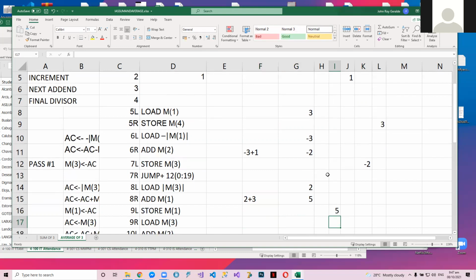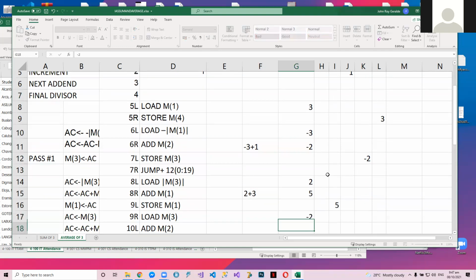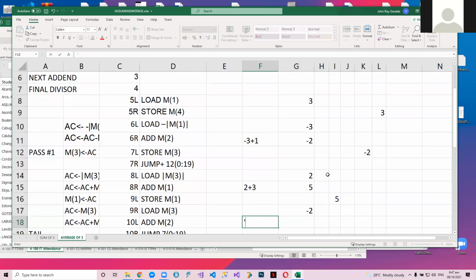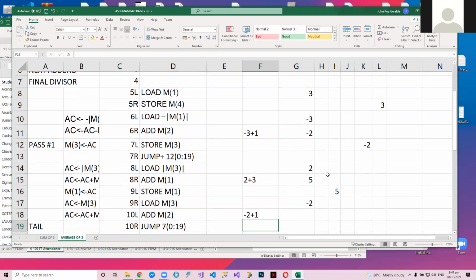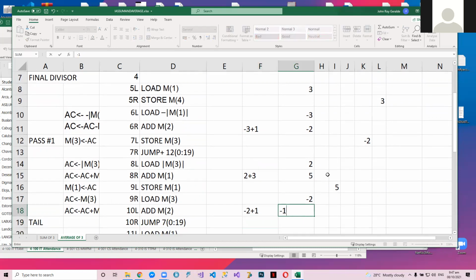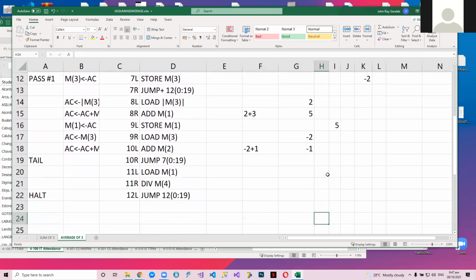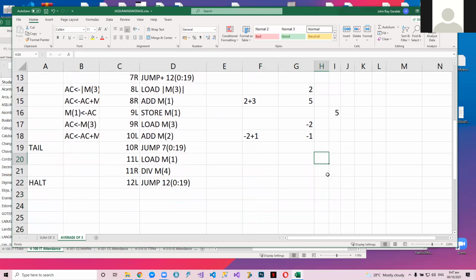And then we load M3. This is not the absolute. So this becomes negative 2. Add M2. So this becomes negative 2 plus 1. Do you follow? Negative 2 plus 1 is negative 1. Okay. And then we jump to the L. We go back to jump 7, 0. Okay, they follow. Anyway, we repeat the whole process.